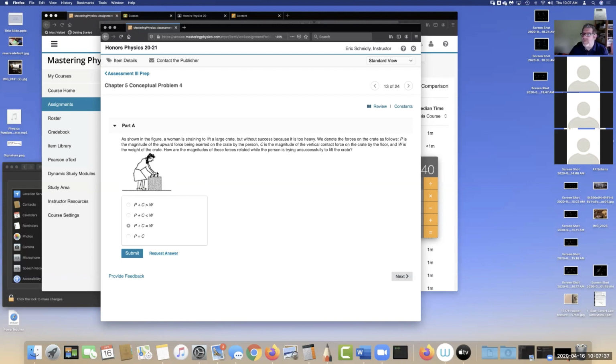Sum of the forces is equal to the mass times the acceleration. So this has to be an equality. So these last two answers are the only ones that are relevant. And her pull force P is upward. The contact force, which is the normal force, is upward. And the weight is downward. So P plus C is equal to W.